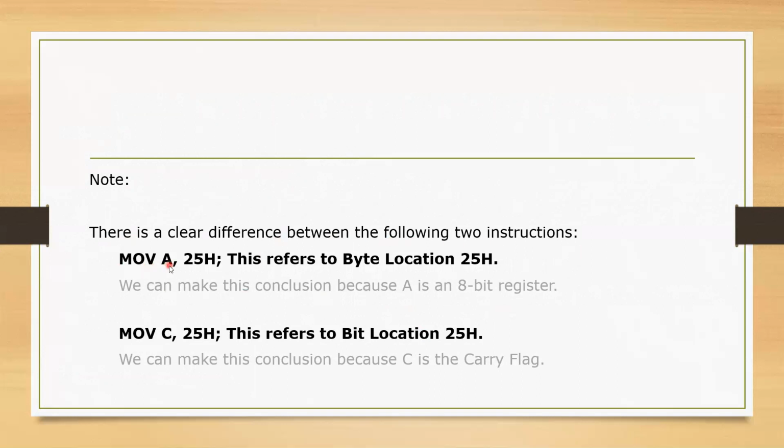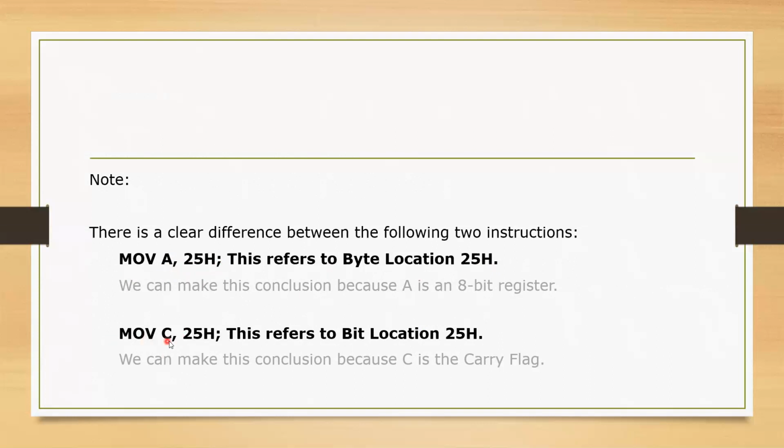We have seen the instruction MOV A, 25 hex. This refers to the byte location 25 hex, because a register is an 8-bit register. When we are moving to a register, we are moving 8 bits at the same time, so it's moving a byte. Here the 25 hex means the byte location 25 hex, so 8 bits of data is copied to a register, the accumulator.